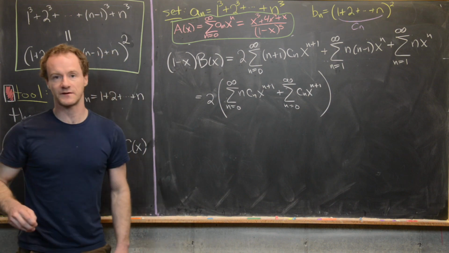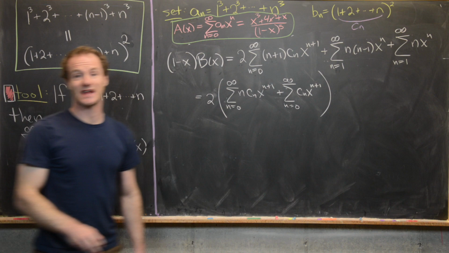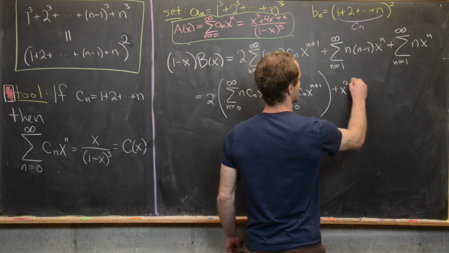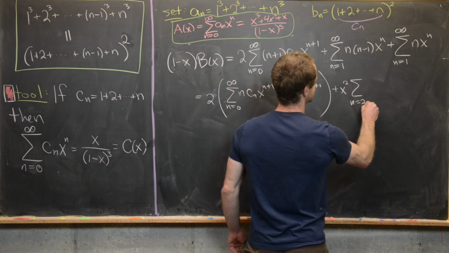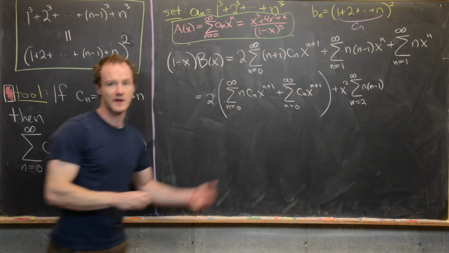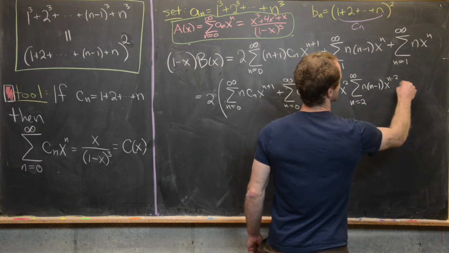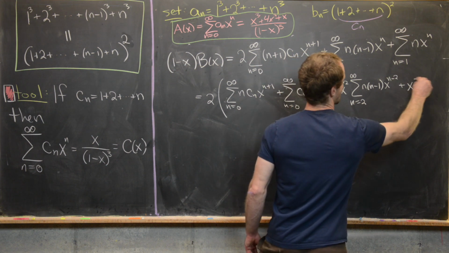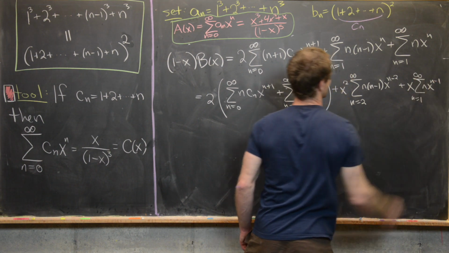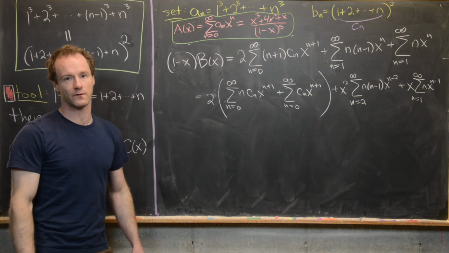Great. And then the next thing that I want to do is notice that this looks a lot like a second derivative, but this exponent would need to be 1 less than this n minus 1. In other words, it would need to be n minus 2. So let's go ahead and factor an x squared out. And then we can start that sum at 2 instead of at 1, because if we plug in 1, we get 0 there. So that's going to be n minus 1 times x to the n minus 2. And then we'll do something similar here, but it's factoring an x out. So we've got the sum n equals 1 to infinity of n x to the n minus 1. And now those look like derivatives of geometric series just like we had before.